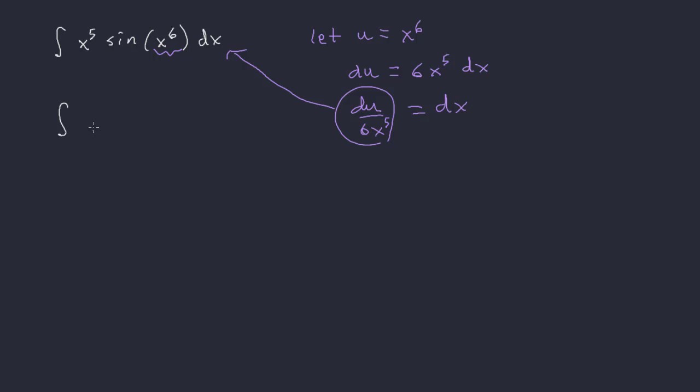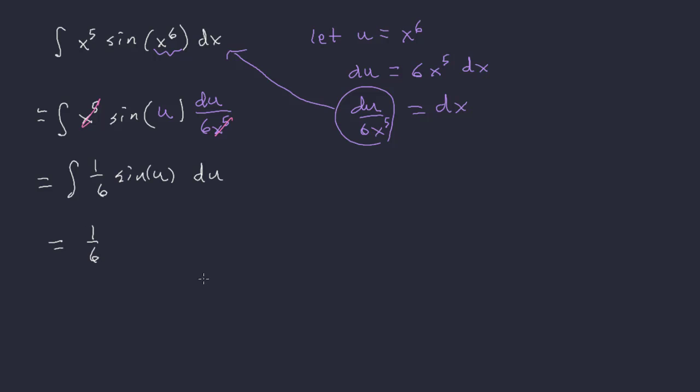All right, so when we make our transformation, I'll leave the x to the 5th alone. We'll get sine of u. Okay, then our dx becomes du over 6x to the 5th, and the x to the 5ths cancel, which is exactly what we want. All right, so then we end up with 1/6 sine u du. I'll leave the parentheses there for consistency's sake. All right, and now we just integrate.